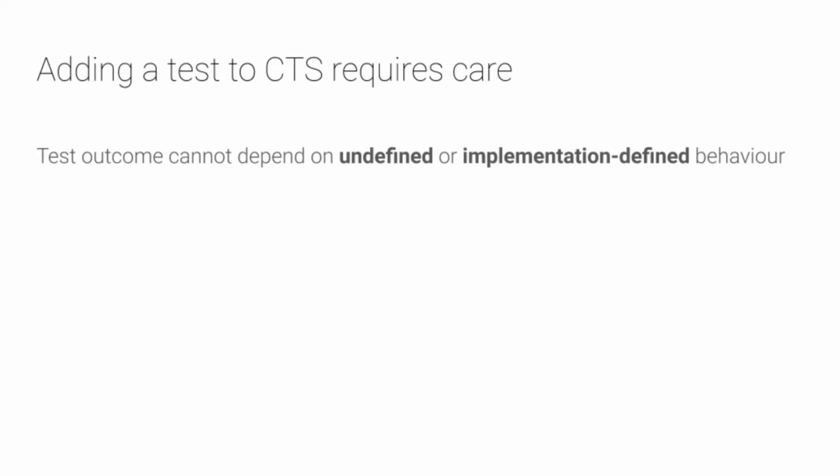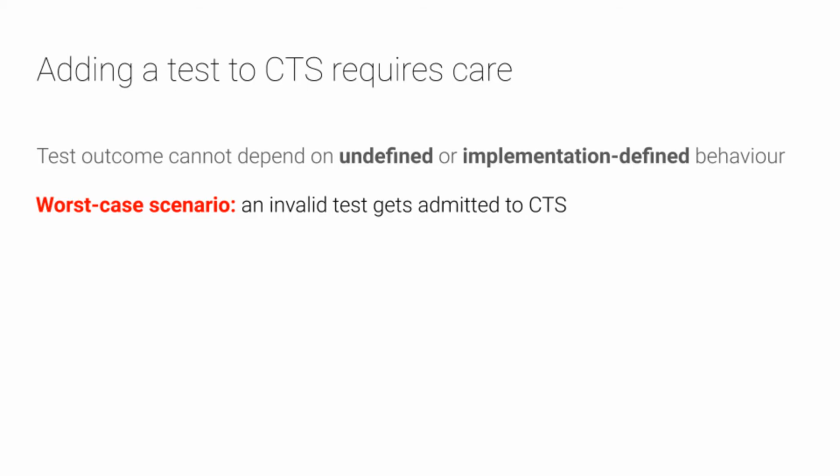Adding a test to CTS requires a bit of care, though. It's really important that the outcome of a Vulkan CTS test doesn't depend on undefined or implementation-defined behavior. If a test does depend on this behavior, then hopefully it will get caught when it's submitted to the CTS, and that will waste code review time, which isn't good. But an even worse case scenario is that an invalid test actually gets accepted into CTS, and only months or years later causes trouble because the fact it depends on undefined or implementation-defined behavior becomes a problem when a shader compiler changes, and this can be very difficult to rectify after the fact.